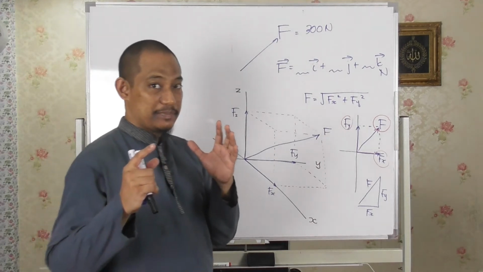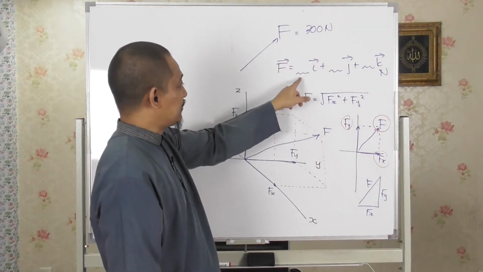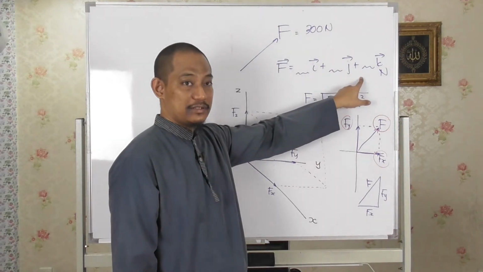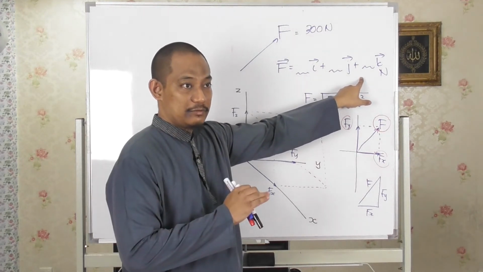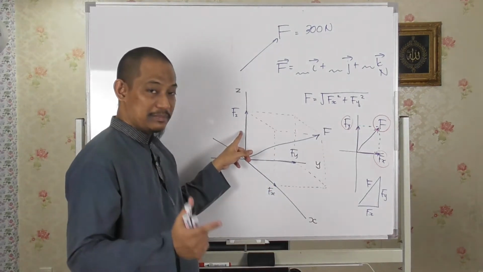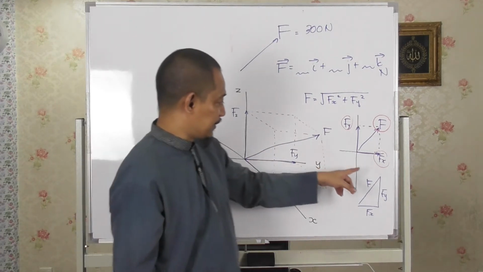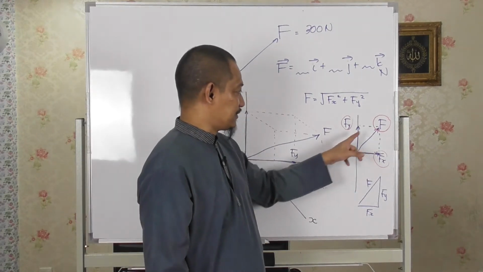So it becomes bizarre if you have 300 Newton here, when suddenly some of this is bigger than 300, because that is physically impossible. So any of these, for sure, will be less than this, just like any of these will be less than F.